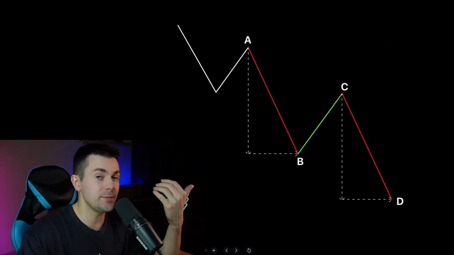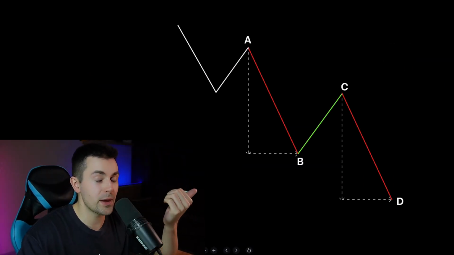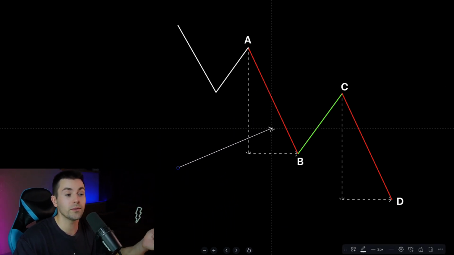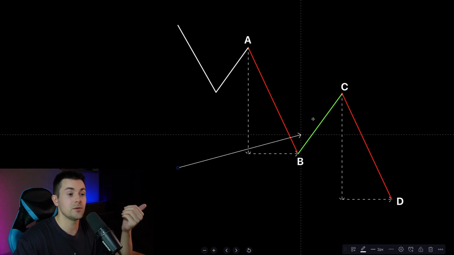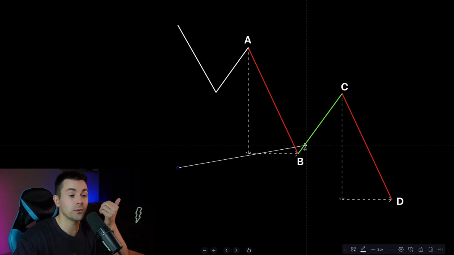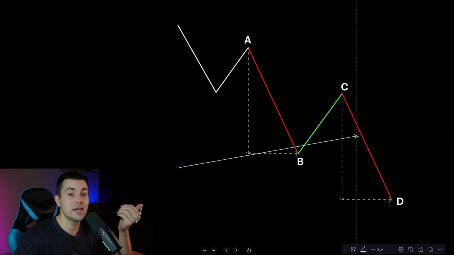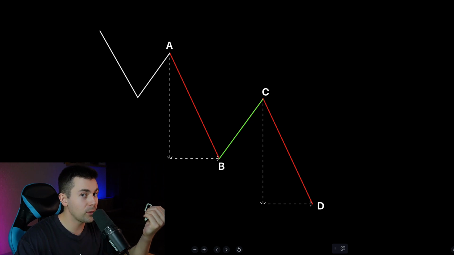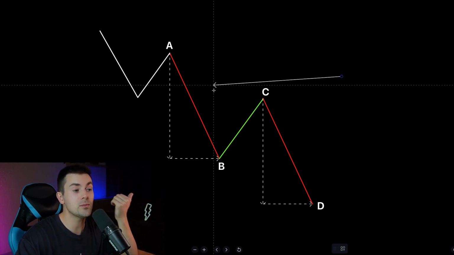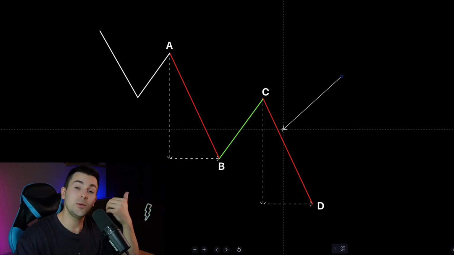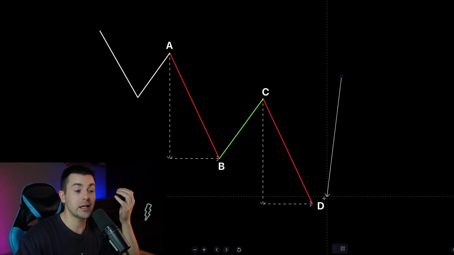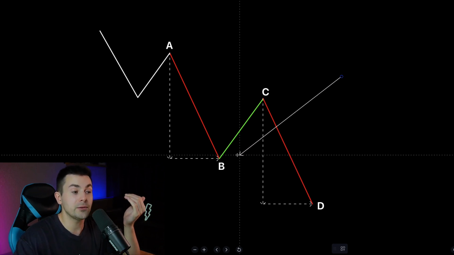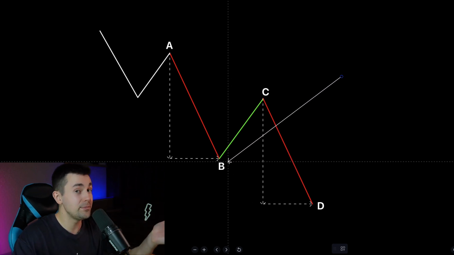And why ABCD pattern? Simply because each impulse within the pattern has its own name. The initial impulse within the pattern is called the A to B leg. The retracement leg within the pattern is called the B to C leg, and the second impulse within the pattern is called the C to D leg. And how will we apply this pattern? We will assume that if the market moves harmonically, it will keep moving harmonically, and it will most likely retrace from the D point in the same manner as it retraced from the B point.